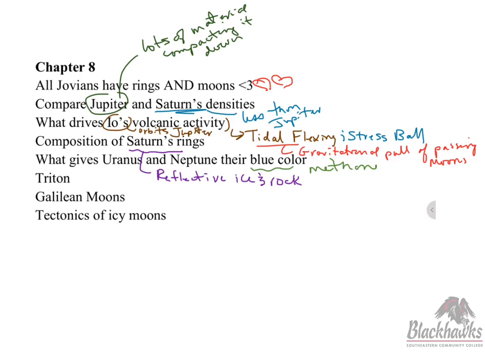Triton is a moon that orbits Neptune. I'm going to put it down at the bottom here because I guess it didn't make the review sheet, but I'm going to go ahead and say Titan, without an R, and it's A instead of O. Titan is a moon that orbits Saturn.